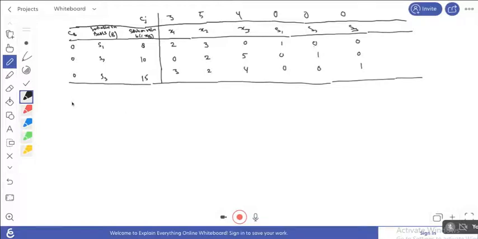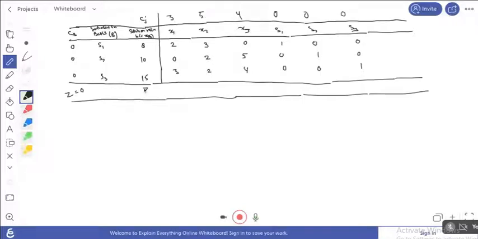So you have to calculate the value of Z here. Z is obtained by putting S1 as 8, S2 as 8, S3 as 15 into your objective function, that is 3 of x1, where x1 is 0, x2 is 0, and x3 is 0. This means Z equals 0.